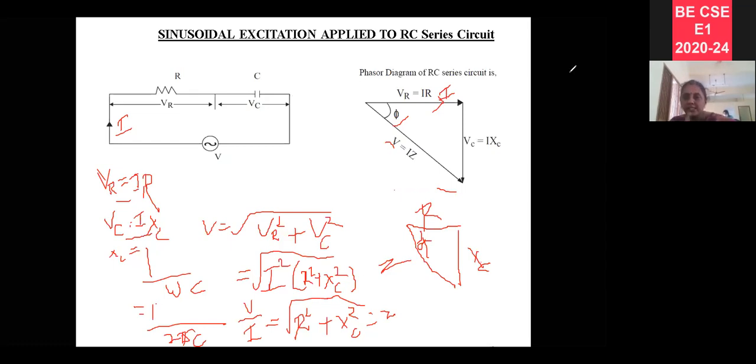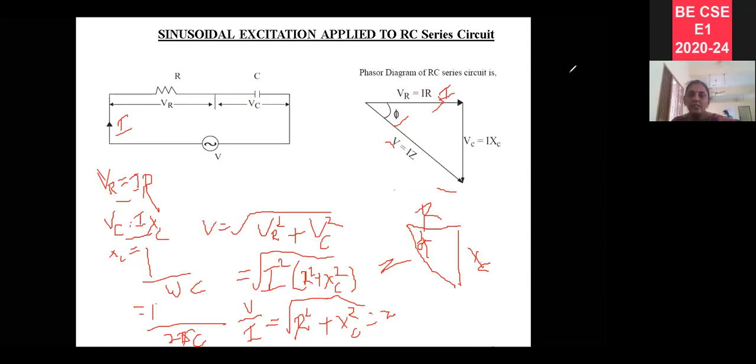Next, the second power is Q. Q is called the reactive power. The unit for reactive power is volt ampere reactive, as the name itself tells. The formula for reactive power is Q equal to VI sin phi, whereas for real power we have P equal to VI cos phi. Clear?